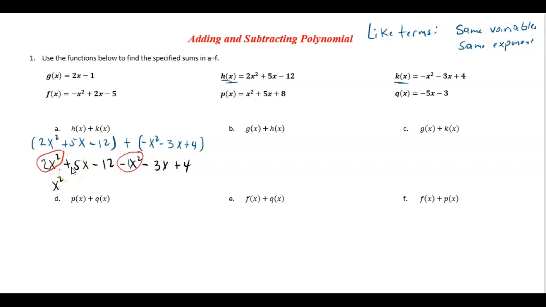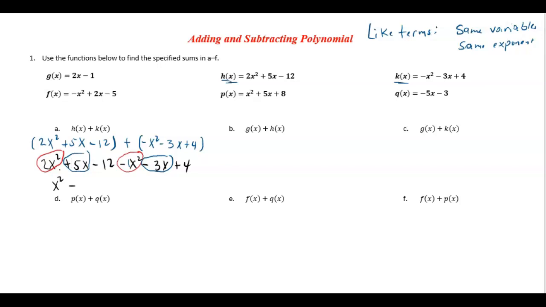Now the next one is 5x. Again, include the sign, that's a plus 5x. You can combine that with negative 3x. 5x minus 3x will be 2x.